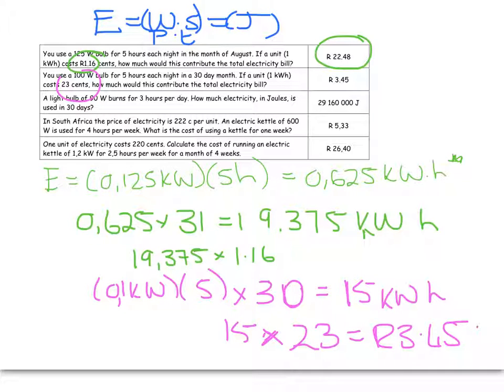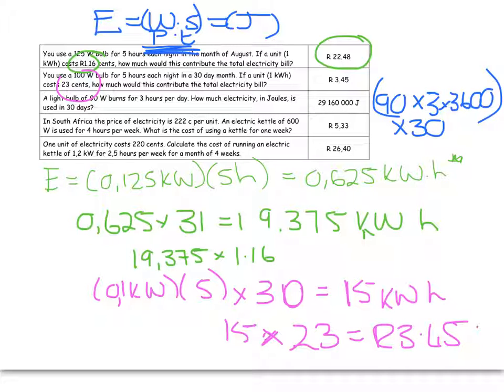So for this one, I need to take these 90 watts and multiply them by 3 hours, which is 3 times 3,600 seconds. And then you have to multiply it by 30 days. So first I get the number of joules for a day, and then times 30. The big thing here is realizing that energy is power times time, and a joule is a watt second. And when you multiply that all out, you get 29,160,000 joules.